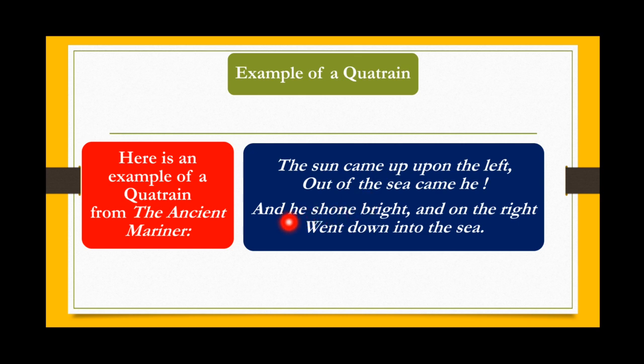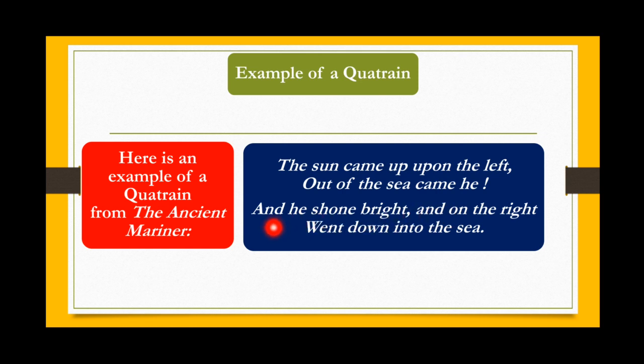Let's analyze the third line. And he shone bright and on the right. So again, the third line is structured in an iambic rhythmical pattern, but the meter is different again, and the meter is tetra. So the first line is also iambic tetrameter, and the third line is also iambic tetrameter.